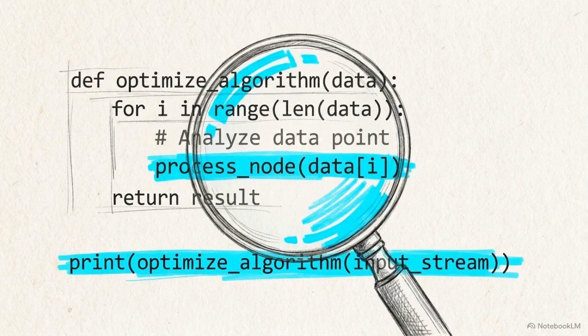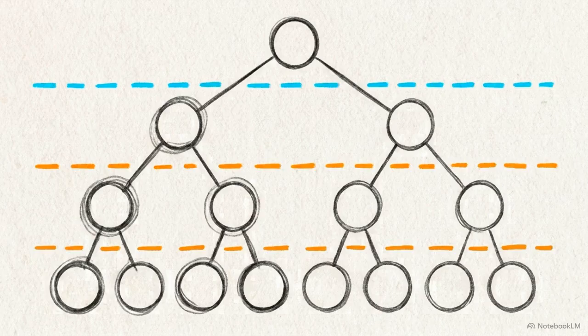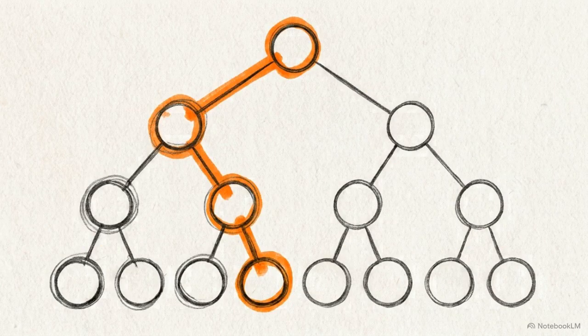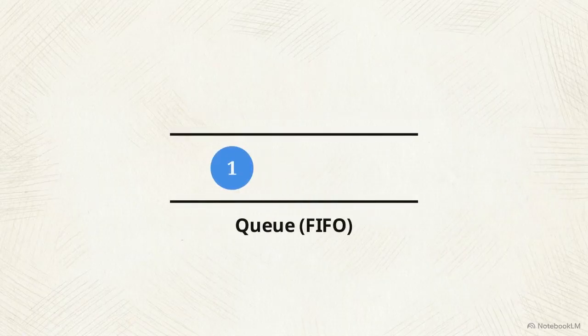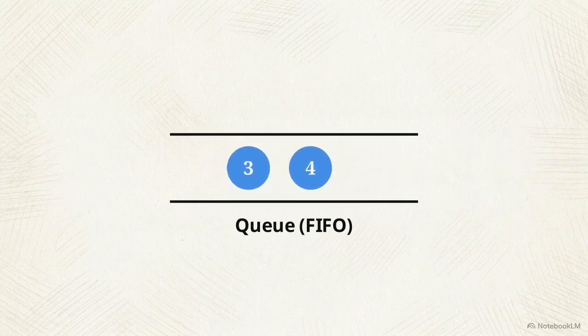When you see prompt keywords like level order, level by level, or shortest path in a tree, you are looking at a BFS problem. This diagram shows the engine behind that horizontal movement, the queue. It operates strictly on a first-in, first-out logic, exactly like waiting in line at a grocery store.